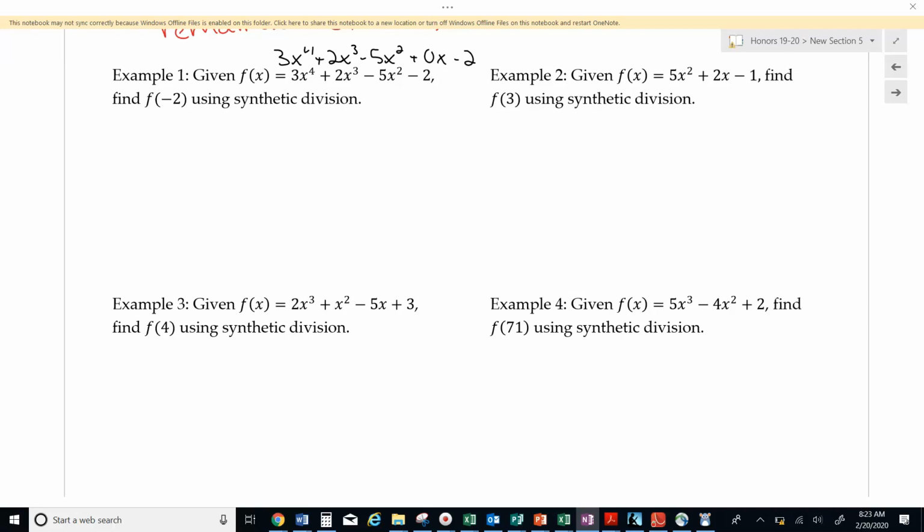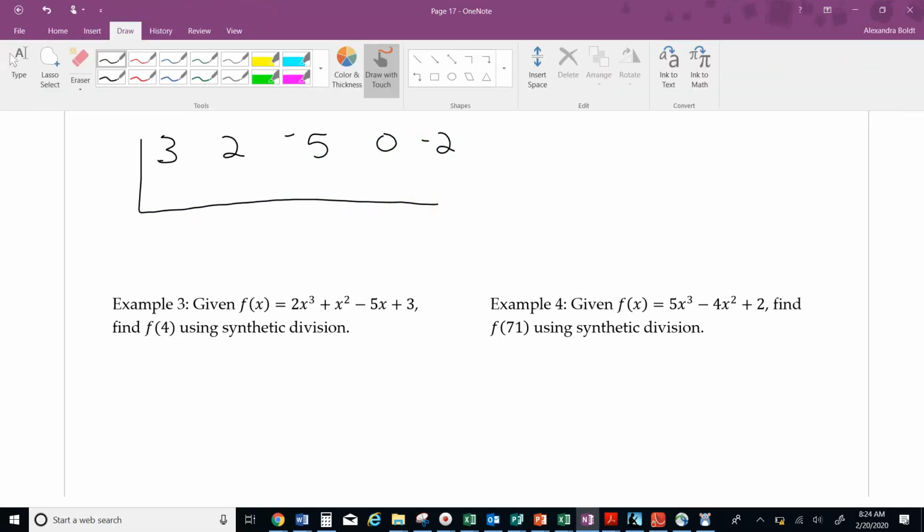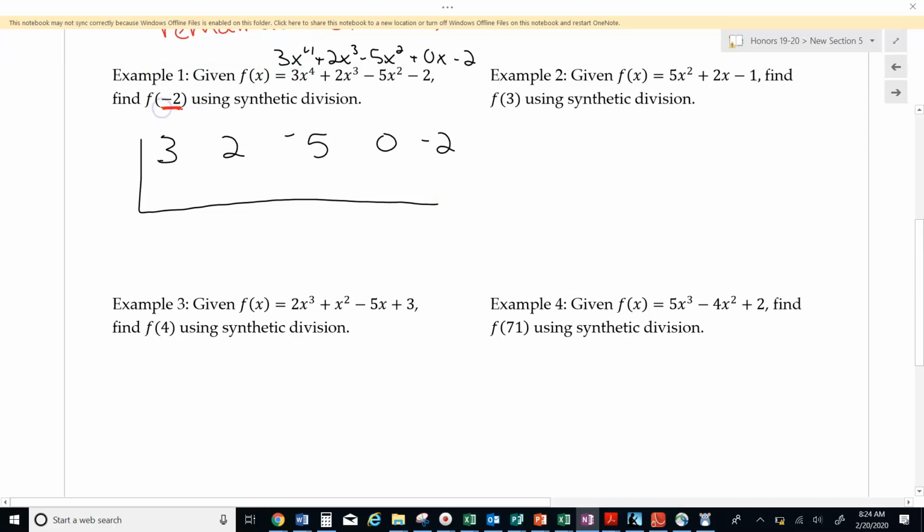And then I'm going to bring down my coefficients. I have 3, 2, negative 5, 0, negative 2. And I want to find f of negative 2. This is already x equals negative 2. I don't have to switch it. I don't have to solve for anything, right? I'm just putting negative 2 here, okay? So if it's given x plus or minus something, then you have to set it equal to 0 and solve for x. If you're given x equals something, you're already done.